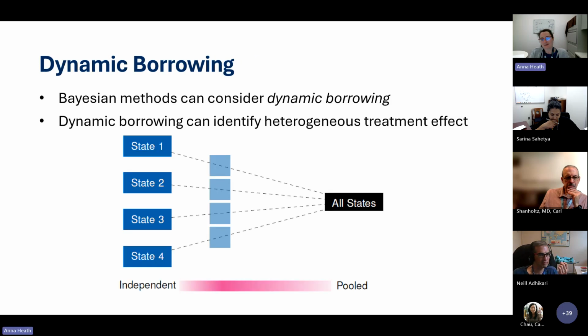So those are, I guess, some of the key concepts in Bayesian adaptive platform trials. There's different types of adaptation, and then this idea of borrowing, which allows us to provide statistical efficiency from the actual design that we have.